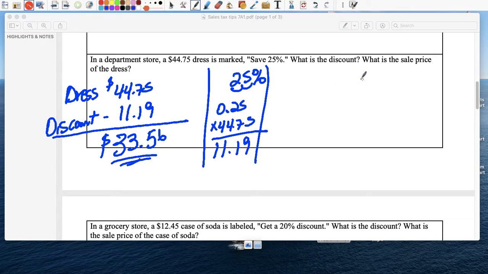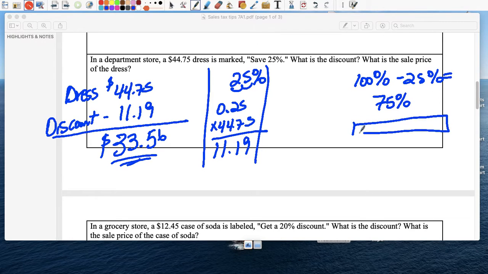Well, think about it. So you were responsible for 100%. If they take away 25%, you're now responsible for how much? 75% of the dress, right? So remember, we had the bar model, and this was 0, this was 100%. We would take 10, 20, and half of the next one, right? We would take 25% off. So this is how much I'm responsible for.